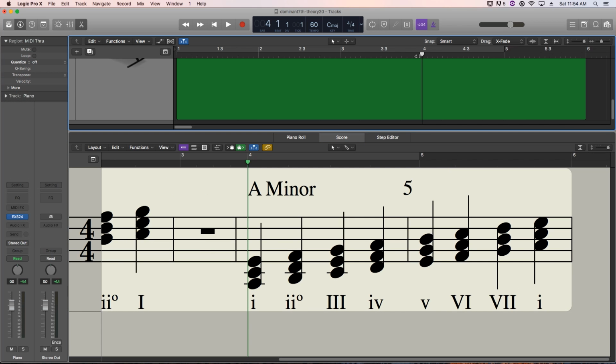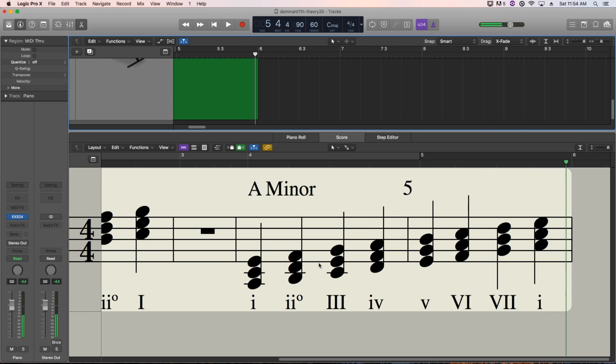The same principle applies for the natural minor scale. You just get a different arrangement of chords. So here we got a minor 1, a diminished 2, major 3, minor 4, minor 5, major 6, major 7, and then a minor 1 again.